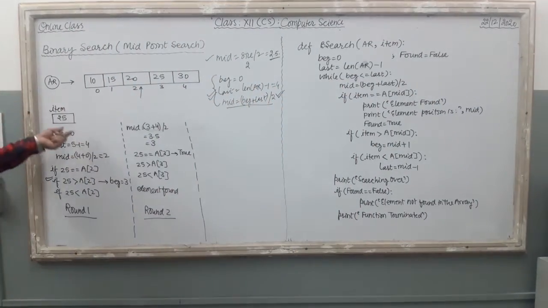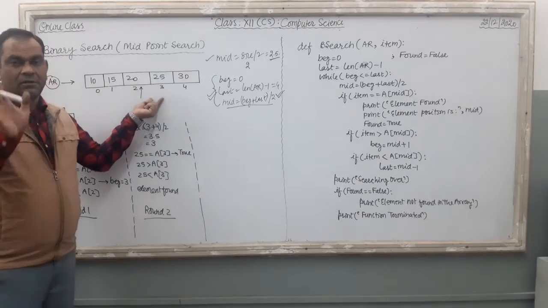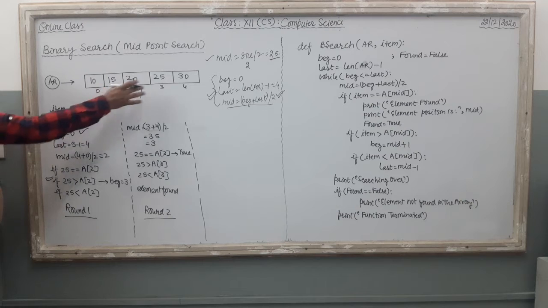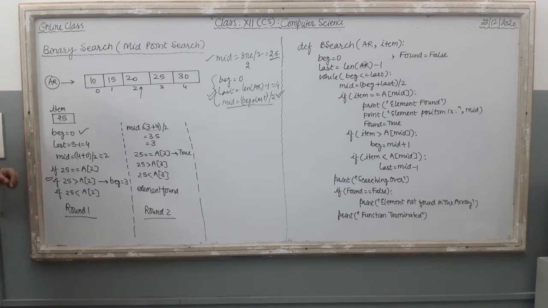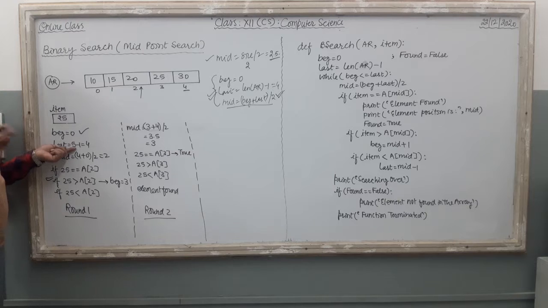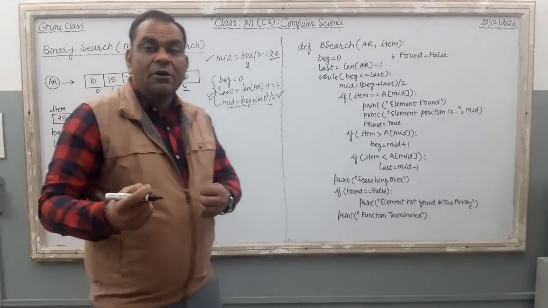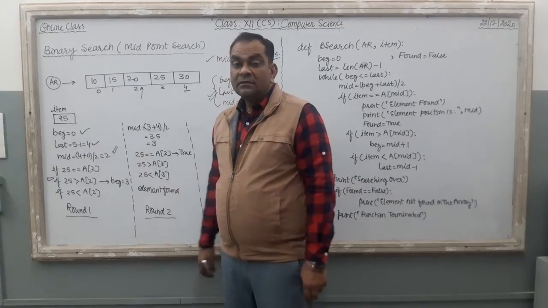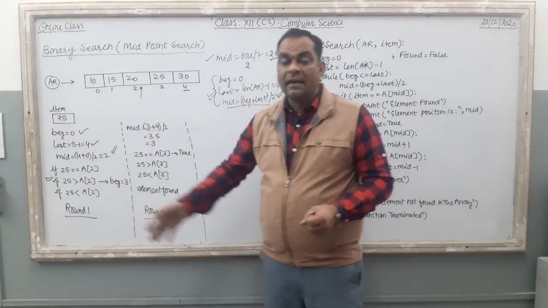Now, what is this midpoint search? Suppose we want to search 25. Is that 25 there in the array or not? Very first, what is the initial setting for the computer? The beginning position is 0, so I just created one variable, beg equal to 0. Now what is the last position of the array? It is 4, last equal to 5 minus 1, which means 4. So initially we kept the value of beginning and the value of the last position of the array, and then we are going to do this searching by using a while loop.